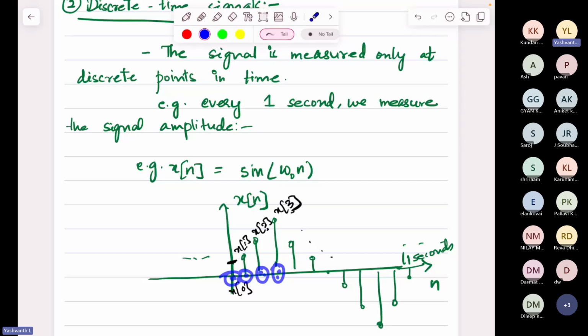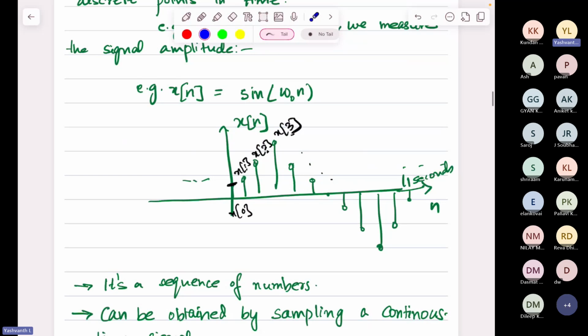This is what is called a discrete time signal, where the time domain is essentially discretized. Typically you can think of this as a sequence of numbers, because at t equal to 0 you have x of 0, at t equal to 1 you have x of 1, at t equal to 2 you have x of 2, and so on.